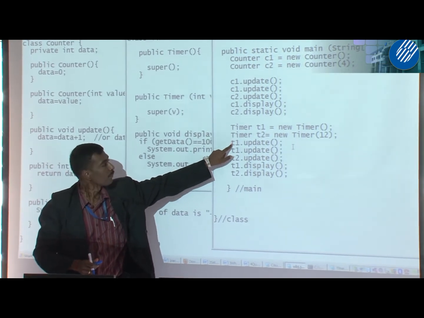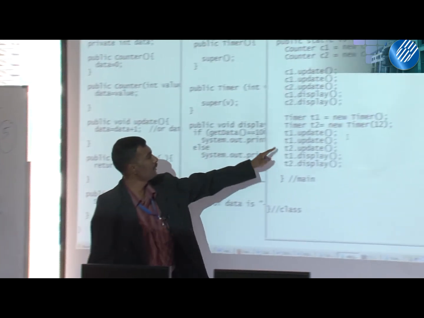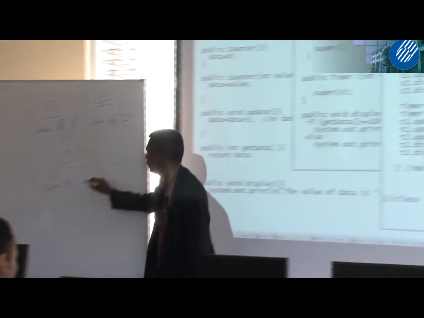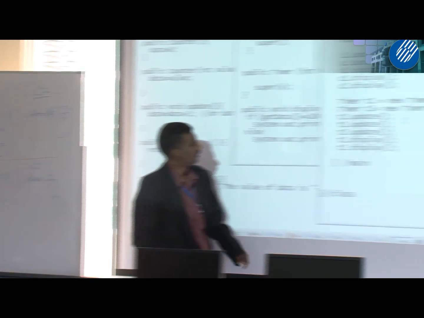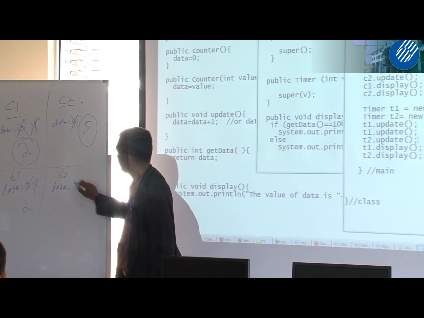Okay. T1 update. 0 become 1. Again, T1 update. So 1 become 2. Okay, T2 update. 12 become 13.